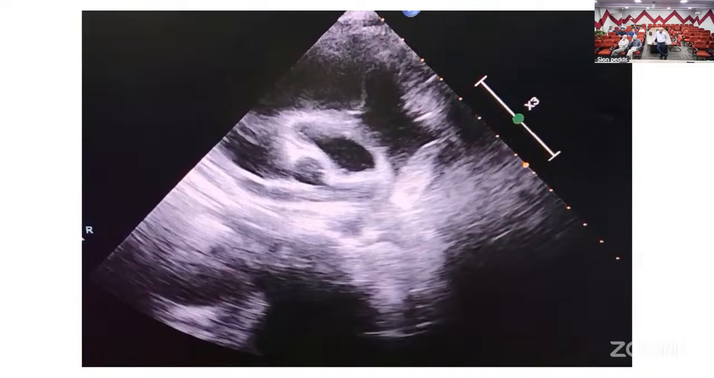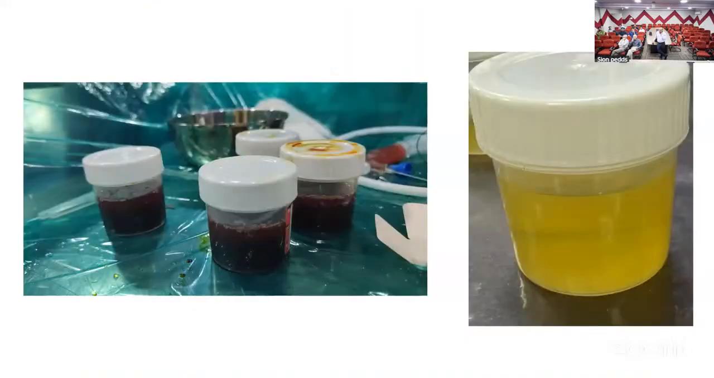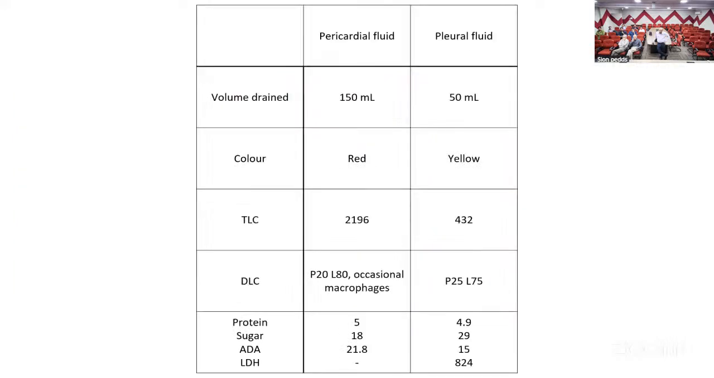So we did a therapeutic pericardiocentesis, which yielded the fluid on the left, the reddish serohemorrhagic fluid. About 150 ml was drained from the heart. We also did a pleural tap, which yielded that golden colored fluid on the right, around 40 to 50 ml. Diagnostic tap was done.